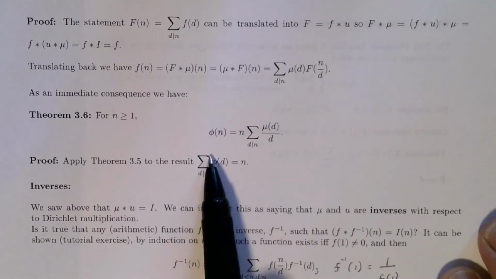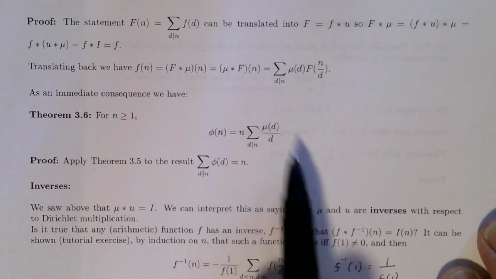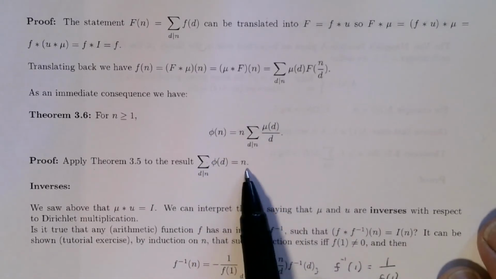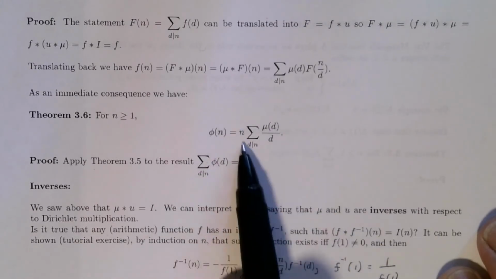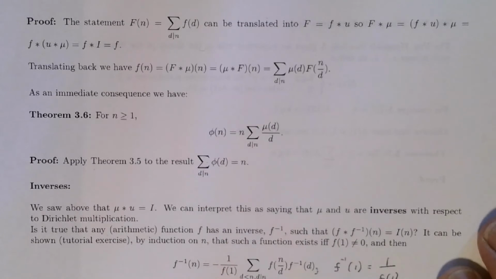So I can recover φ(n) by taking the sum of μ(d) times n over d, and I can just take the n out the front, and we get this nice result here. It connects φ(n) and μ.